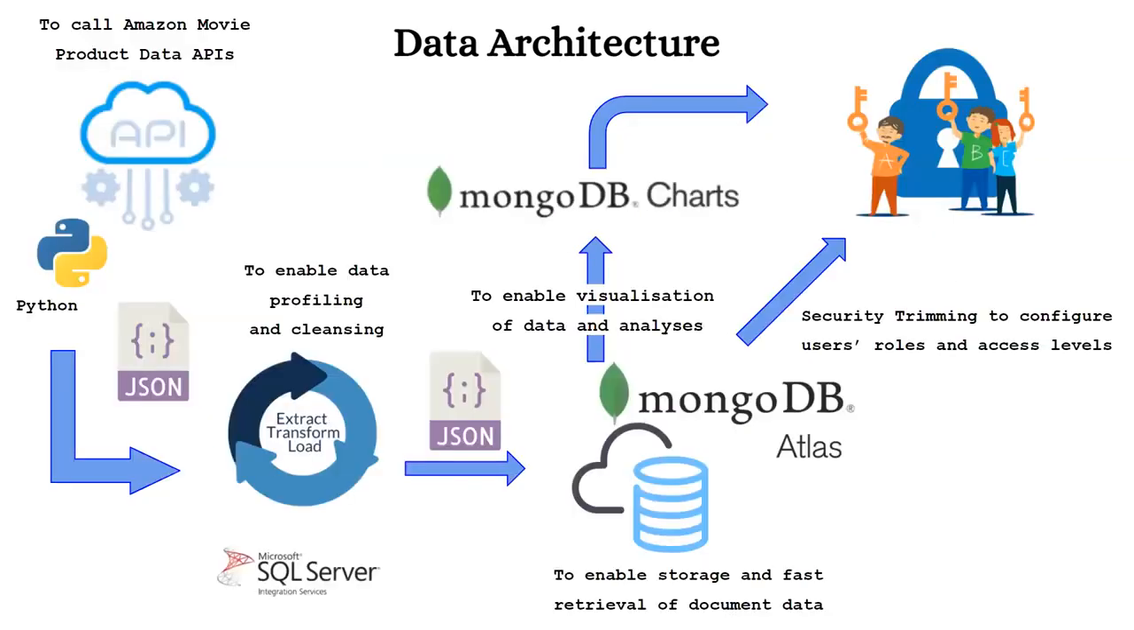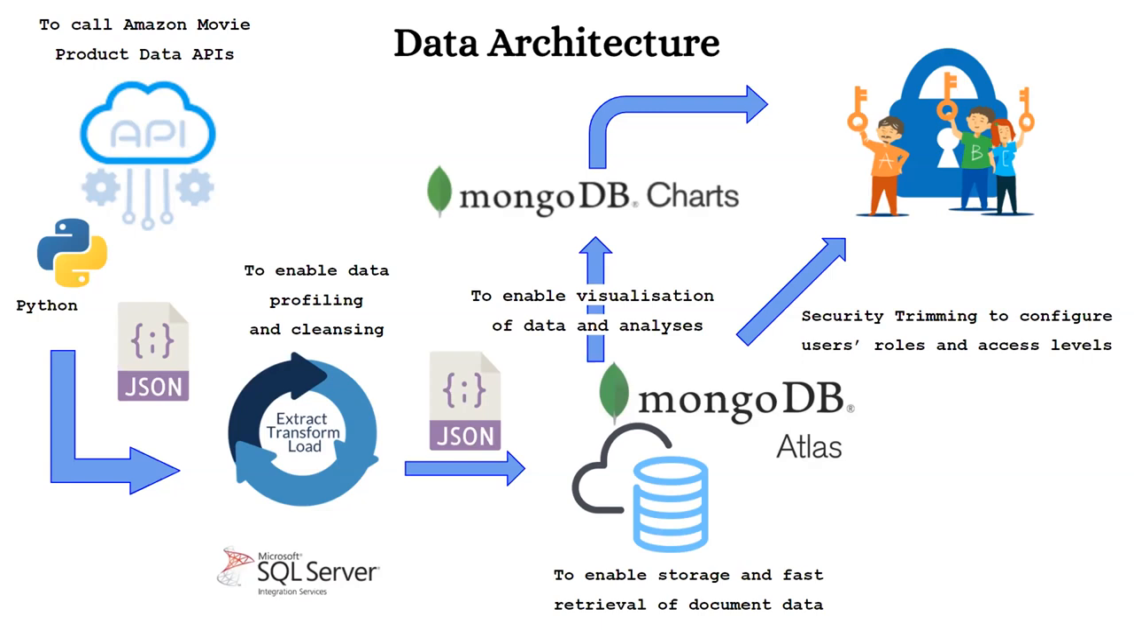The data architecture here basically shows the overall workflow of this project. Basically, we use Python to call the Amazon Movie Product Data APIs, and we save those API JSON files into our local disk. And then we utilize the SSIS as our data integration tool to extract the data from multiple API sources, ensure the data quality, and also transform the data into the target JSON format that matches our ERD design. And then we loaded those JSON files directly from the SSIS into our target MongoDB database.